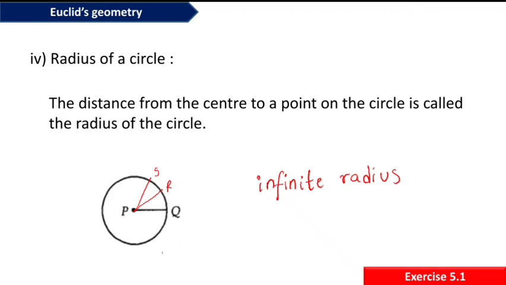So this is the definition of radius of the circle. The distance from the center to a point on the circle. Here P is the center and Q is that point. Center is P and to a point, the point is R. Distance from the center to a point of the circle is called a radius of the circle.